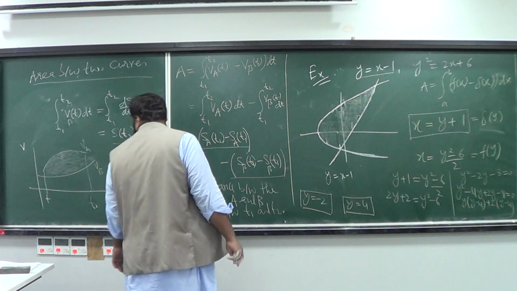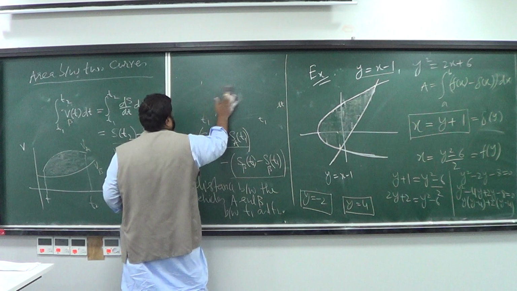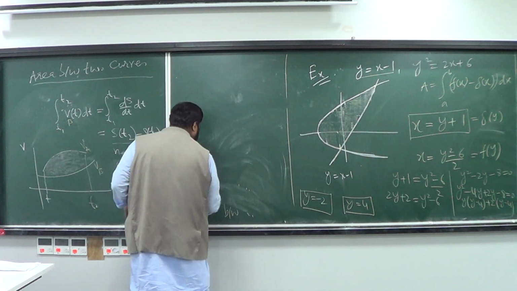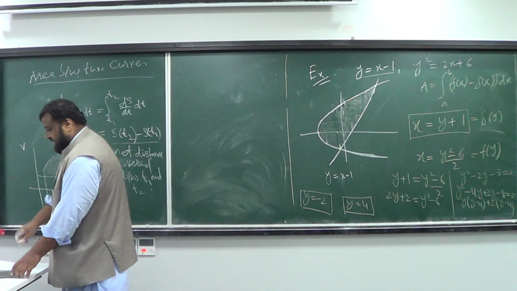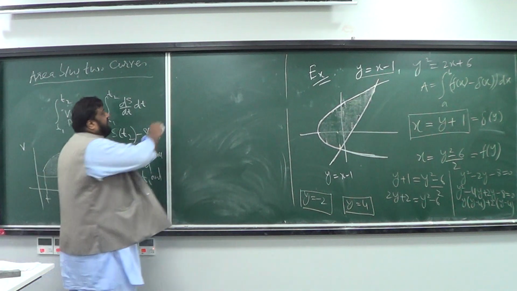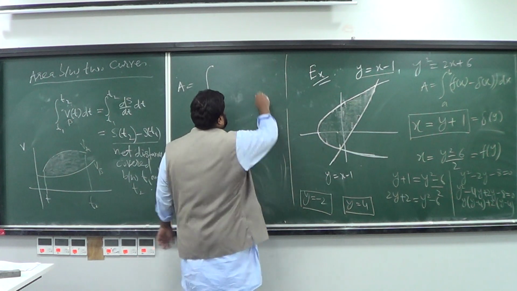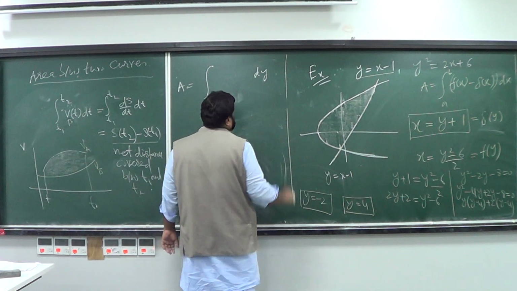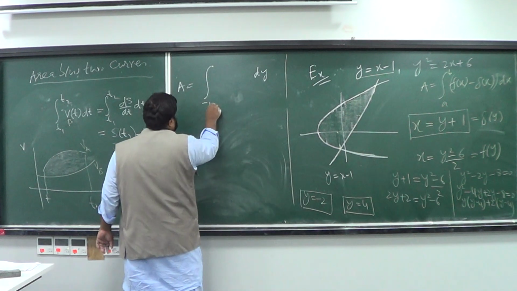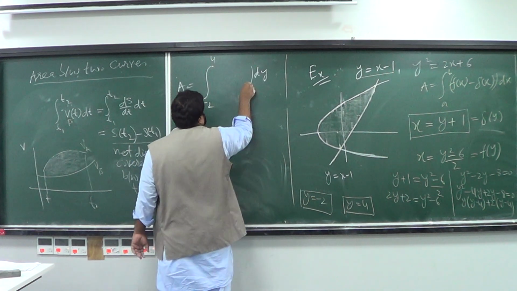So in other words, in our integral, when you want to do this integral in the variable y, this area is going to be the integral with respect to y. But y starts from negative 2. The lower value is this, and it goes up to positive 4.